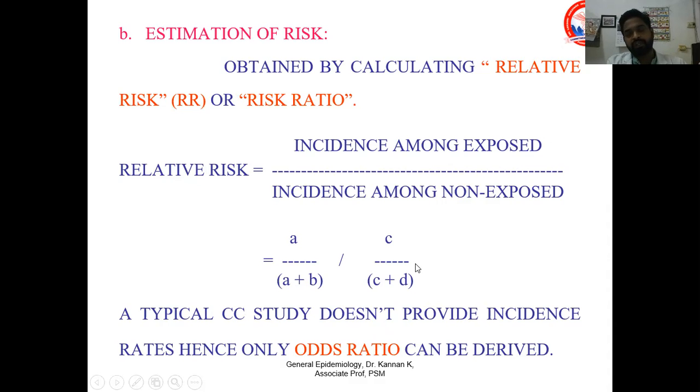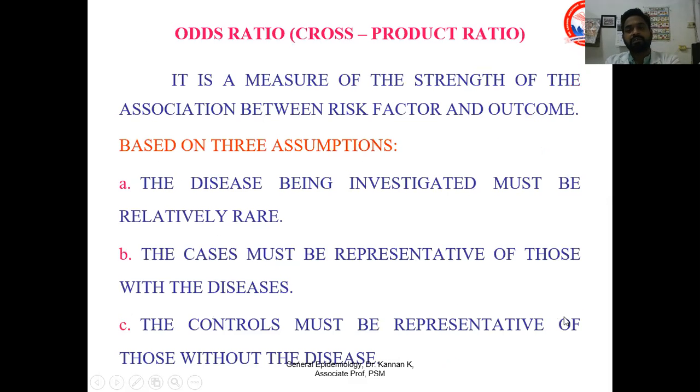We are able to find out only prevalence. A typical case control study does not provide an incidence rate, so we have to use odds ratio instead of relative risk. For a cohort study, we can use relative risk. By rearranging all these things, we get the odds ratio, that is the cross product ratio. It is a measure of the strength of association between the risk factors and the outcome.